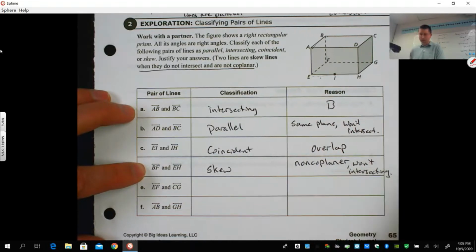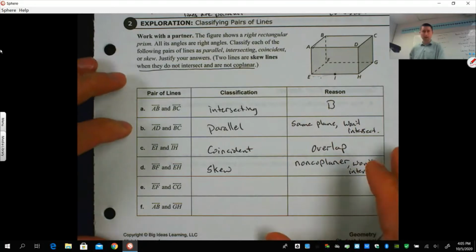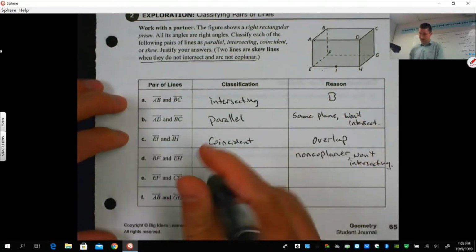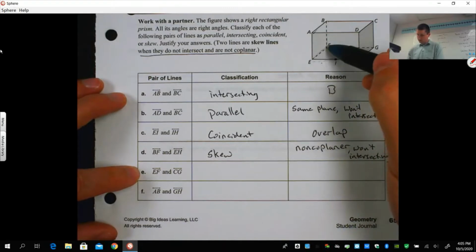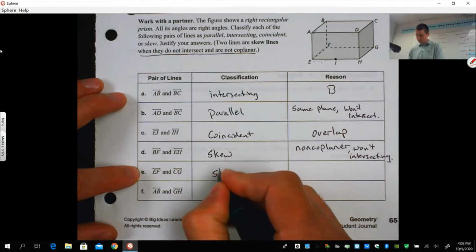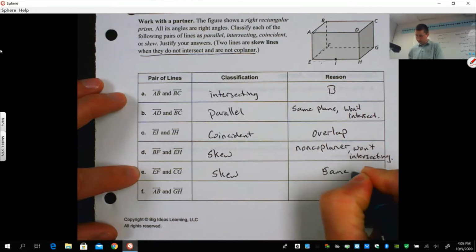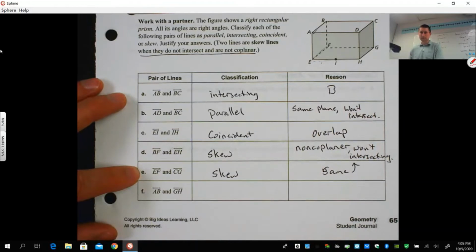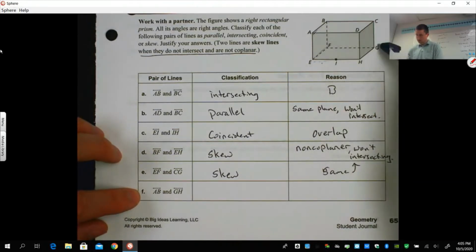A lot of times we say if two lines don't intersect, it's parallel. So now we know that it could be parallel or they could be skew, depending on whether they are coplanar or not. So EF and CG, EF is down here, CG is up here. Again, that's another example of skew lines. And it's the same reason as right there. Non-coplanar, they won't intersect.